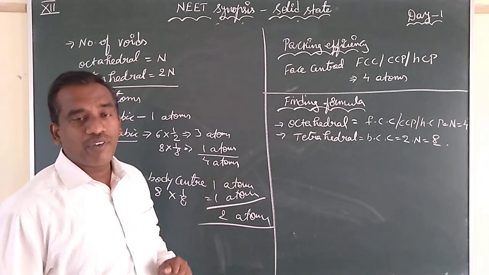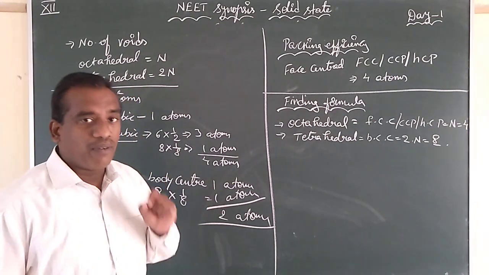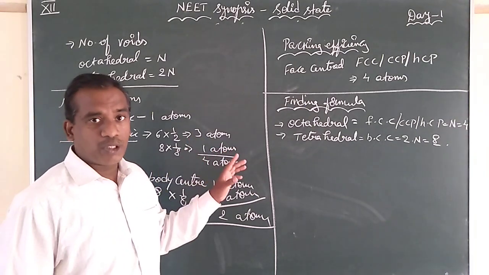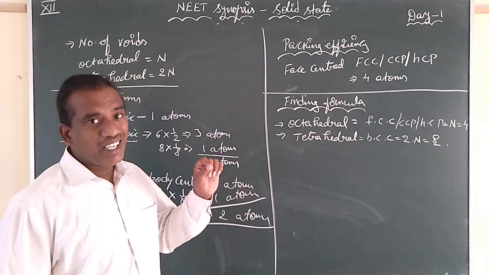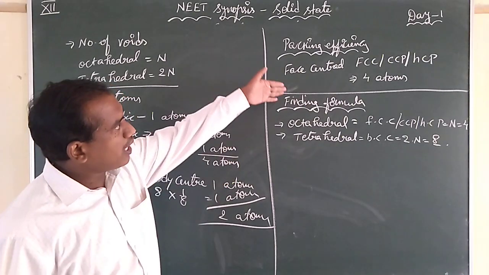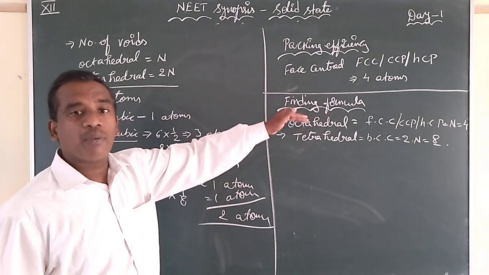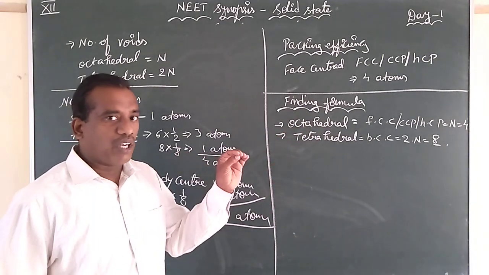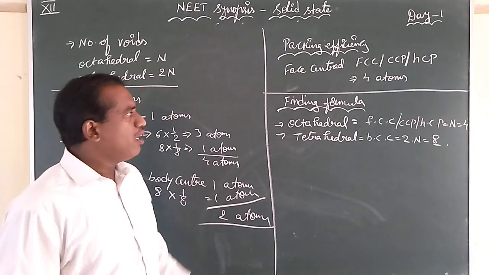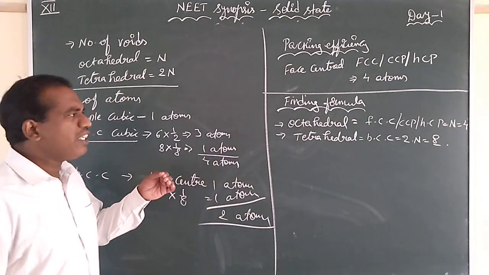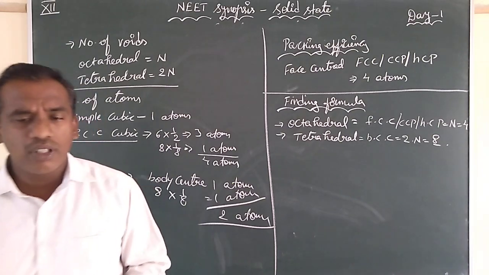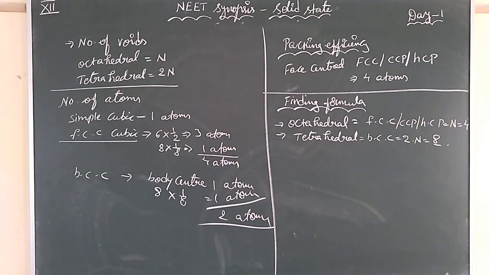So don't forget, when you are working with the formula of a compound, you must not give up this point. Octahedral is represented as n. In the octahedral type of arrangement, which will be occupied as FCC or CCP or HCP, the n value will be equal to 4. These are very simple points. Let us see one problem on this, then we can go forward.